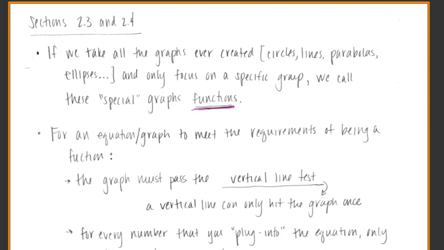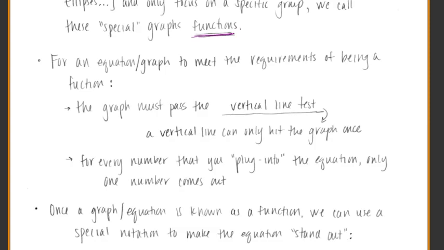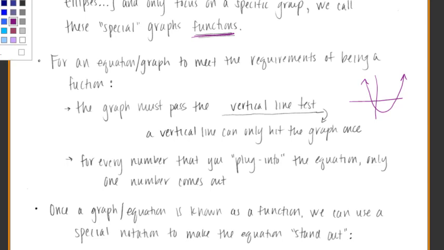And in order for an equation, or the graph of that equation, to be a function, we have some key points here. In order for a graph or an equation to meet the requirements of being a function, the graph has to pass the vertical line test, which just means that, let's take a parabola for instance. I take any generic parabola right there. If I draw a vertical line anywhere on that graph, as long as that vertical line only touches the graph one time, then we know for a fact that we have a function.